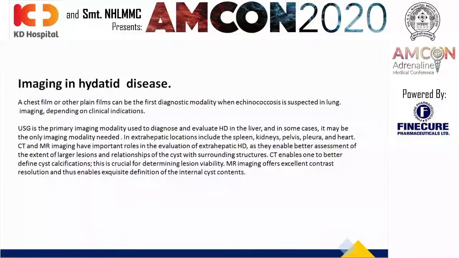Imaging in hydatid disease: a chest film or other plain films can be the first diagnostic modality when hydatid disease is suspected in the lung. Depending on the clinical indications, ultrasound is the primary imaging modality usually used to diagnose and evaluate hydatid disease in the liver, and in some cases it may be the only imaging modality needed. Extrahepatic locations include the spleen, kidneys, pelvis, pleura, and heart. CT and MR imaging have important roles in evaluation of extrahepatic hydatid disease, as they enable better assessment of the extent of the larger lesions and the relationship of the cyst with surrounding structures.